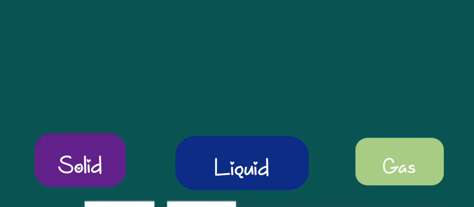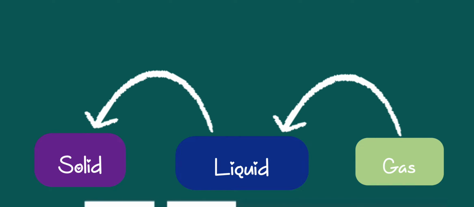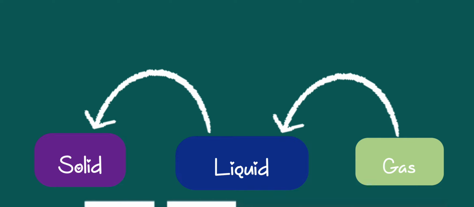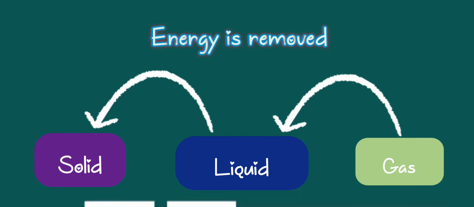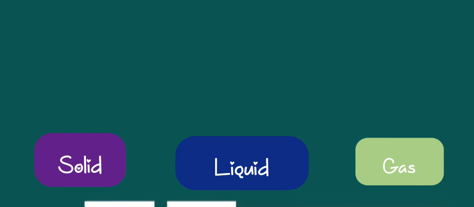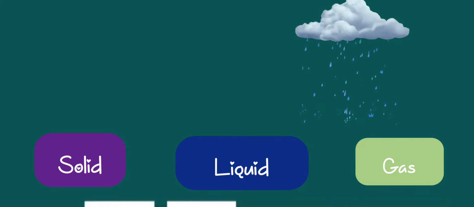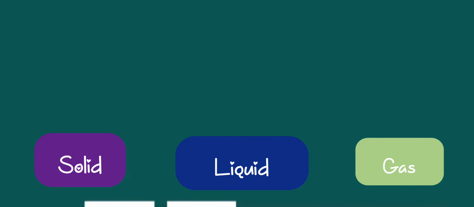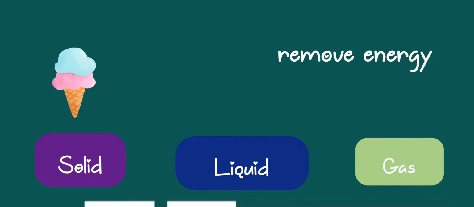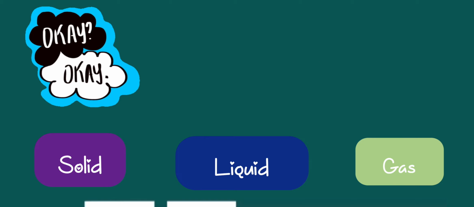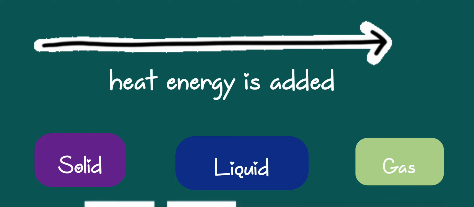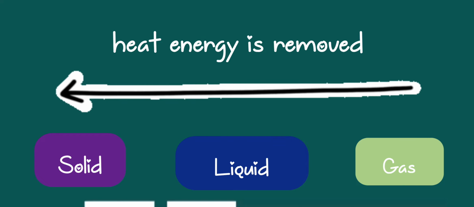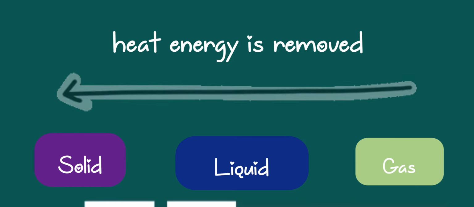From gas to liquid or from liquid to solid, yun naman ay nagtatanggal or nagre-remove ng energy. Okay? So, ang gas para maging liquid, kailangan bawasan ng energy. Ang liquid para maging solid, tatanggalan ng energy. Okay? Again, from solid to gas, nag-a-add ng energy. From gas to solid, nagtatanggal or nagbabawas ng energy.